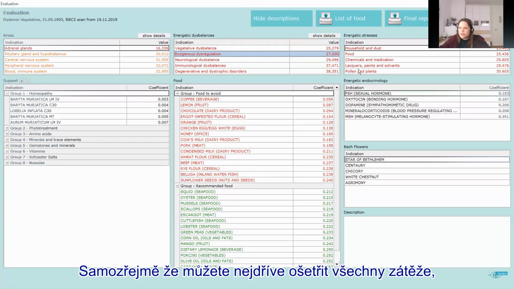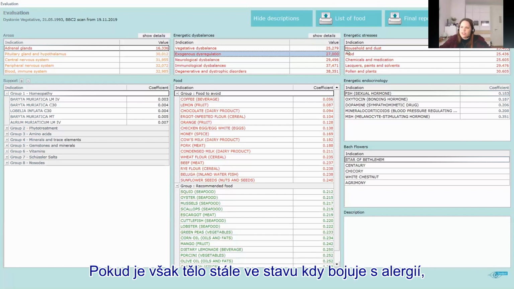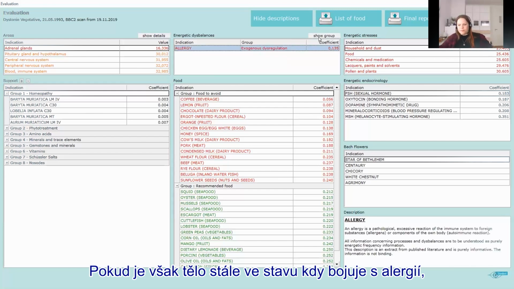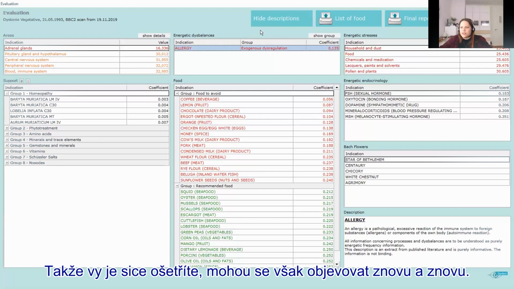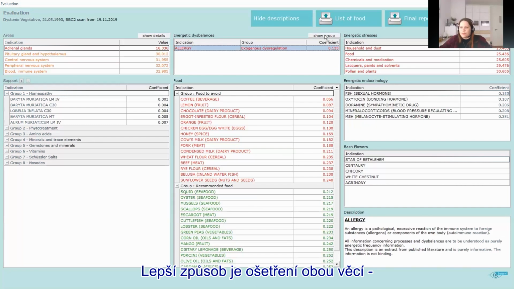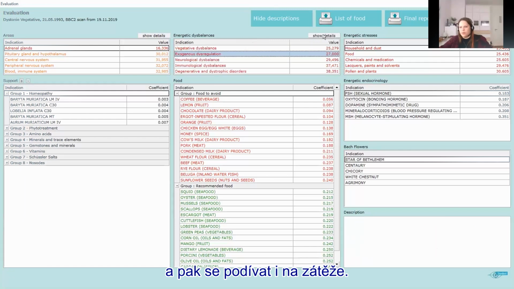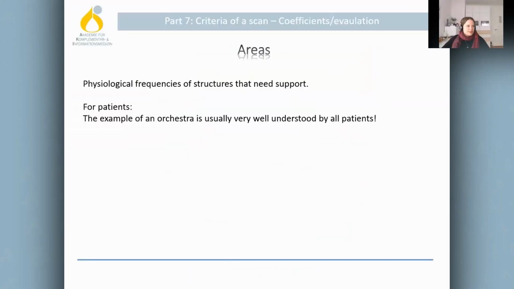Of course, you can treat all the stresses first, but when the body is still in the state of this allergic constitution, every stressor will have a great effect on the body. So you will treat them, but they can come back again and again. The good way would be to treat both ways, to treat the allergy of the body and to bring out these stresses, and then this would be much better for the therapist.